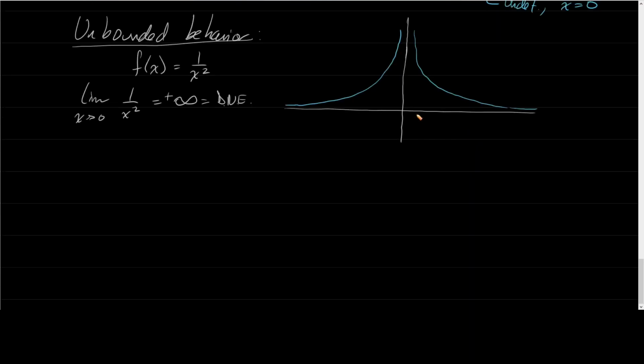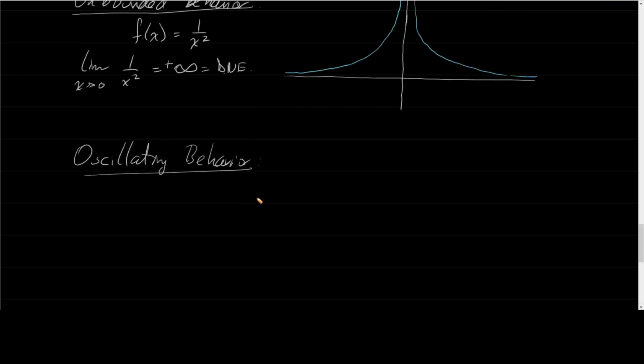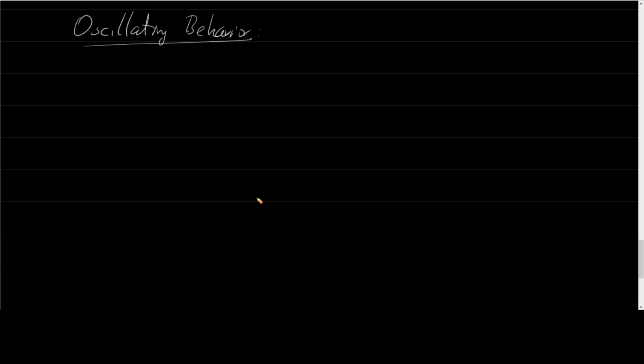Another possible way to have a limit fail would be having oscillating behavior. And the most common example for that one is something like f of x being equal to sine of 1 over x. Just like in the previous examples, notice that this is not defined at x equals 0, so we're going to take the limit as x goes to 0 of sine of 1 over x.